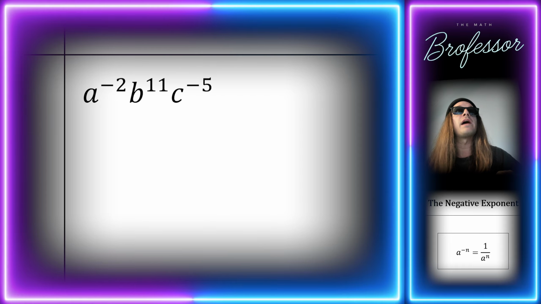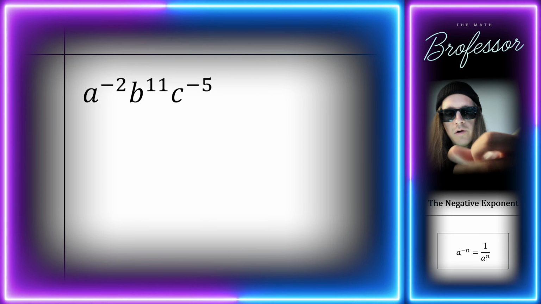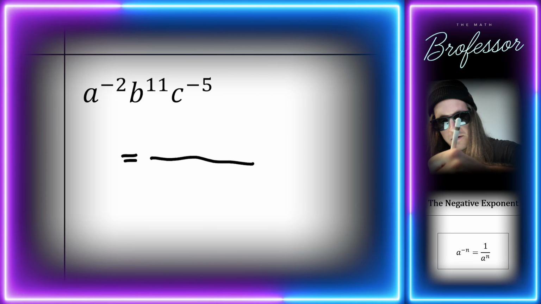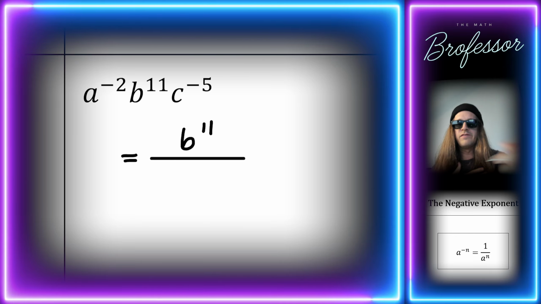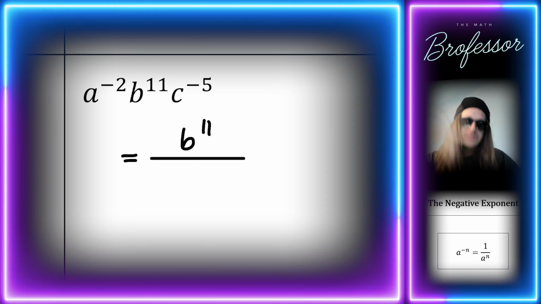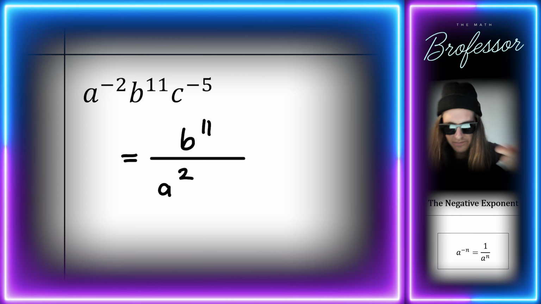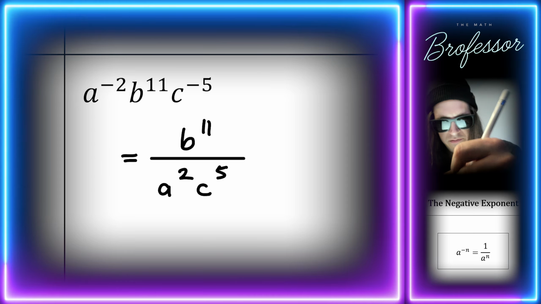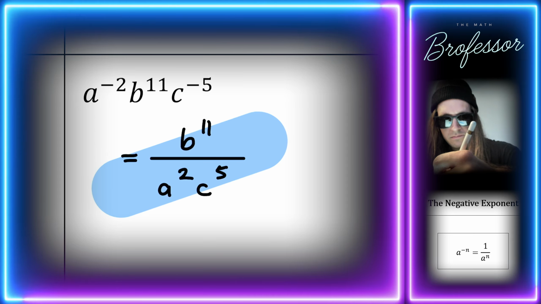So we've got 3 variables. 2 of them have negative exponents. The b has a positive exponent. Leave it. But the a, that a to the negative 2 needs to go to the bottom and become a to the positive 2. The c to the negative 5 would come to the bottom and become c to the positive 5. That's how that works.